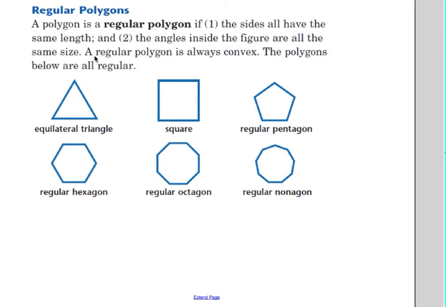A regular polygon is always convex. The polygons below are all regular. So here's an example. An equilateral triangle is a regular polygon, just like a square is regular polygon. We can also have a regular pentagon, and that's what we name it, regular pentagon. Hexagon, octagon, and nonagon. These are examples of regulars.